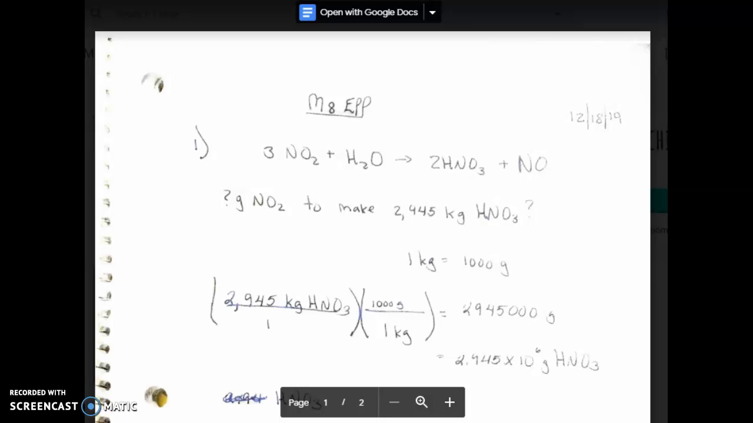Good afternoon. This is problem number 1 from Module 8, the extra practice problems. The question states, nitric acid is manufactured with the following reaction. 3 moles of nitrogen dioxide plus water yields 2 moles of nitric acid plus 1 mole of nitric oxide. And the question asks, how many grams of nitrogen dioxide are required to make 2,945 kilograms of nitric acid, or HNO3.